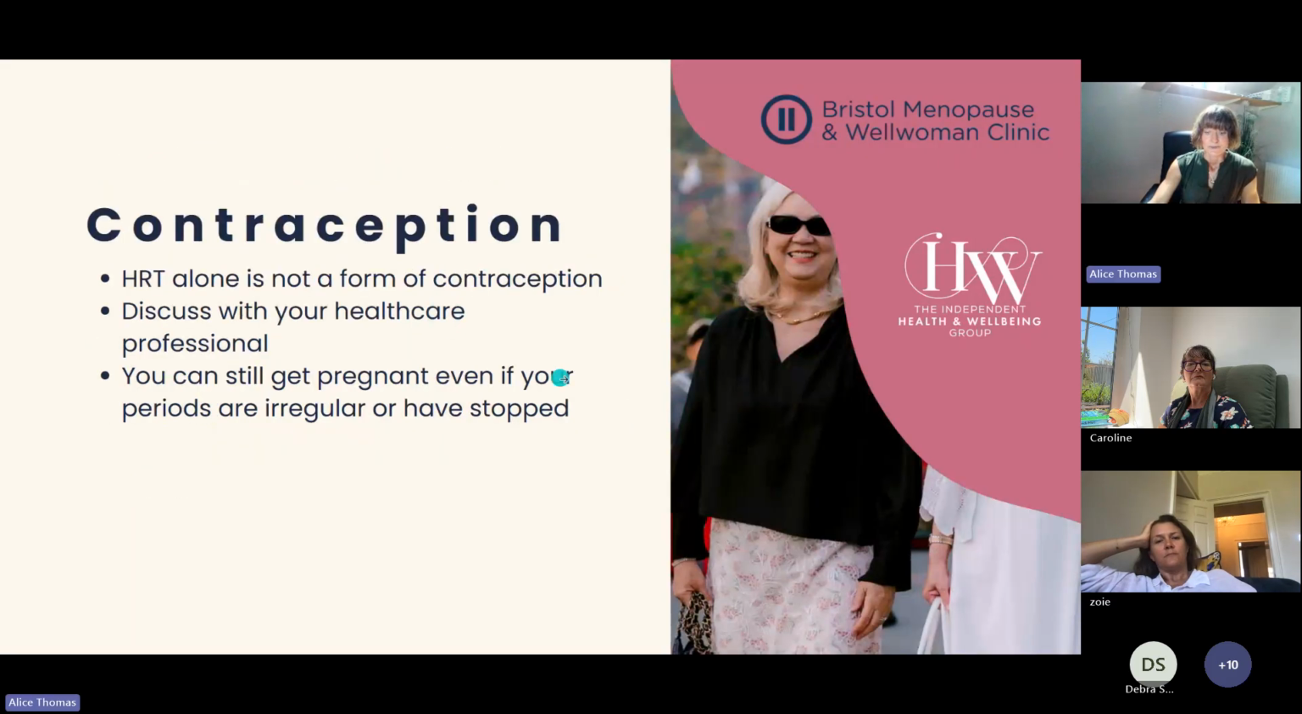It's important to remember that HRT is not a form of contraception on its own. So it's always a good idea to discuss that with your health professional. And during perimenopause, it's still possible to get pregnant, even if your periods are irregular or if they've stopped quite recently. So that's important to remember.